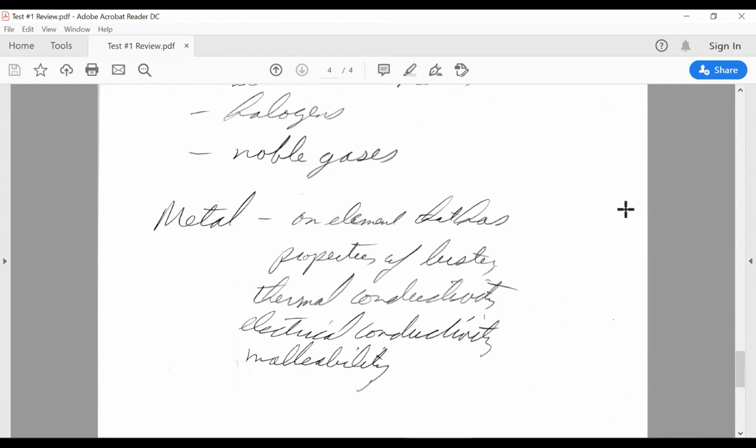And you should know, what is a metal? A metal is something that has the property of luster, meaning you can shine it up so it's nice and shiny. It has thermal conductivity, it conducts heat, which is why if you look at your pots and pans, I think all of you have metal ones, not wood or other things that are non-metal.